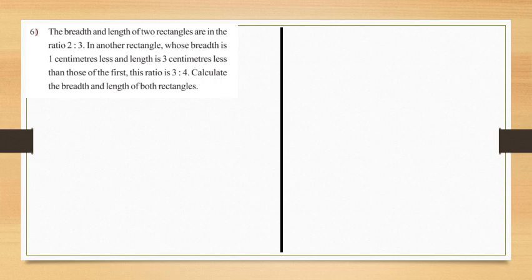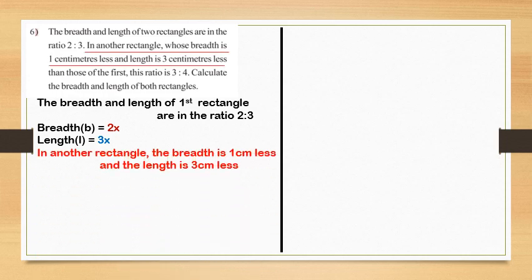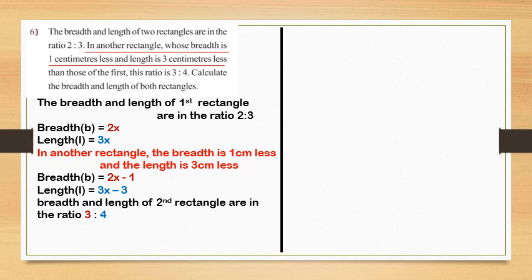Let's write the answer. First, the breadth and length of the first rectangle are in the ratio 2 is to 3. So let us write breadth equal to 2x and length equal to 3x. In another rectangle, the breadth is 1 centimeter less, the length is 3 centimeter less. Then breadth equals 2x minus 1 and length equals 3x minus 3. The ratio of breadth and length of the second rectangle is given in the question, that is 3:4. And our question is to calculate the breadth and length of both rectangles. So we have to find x.